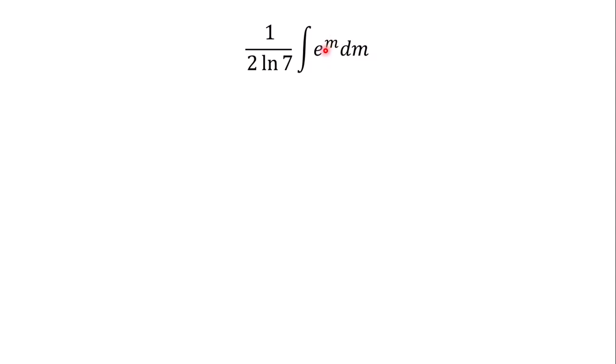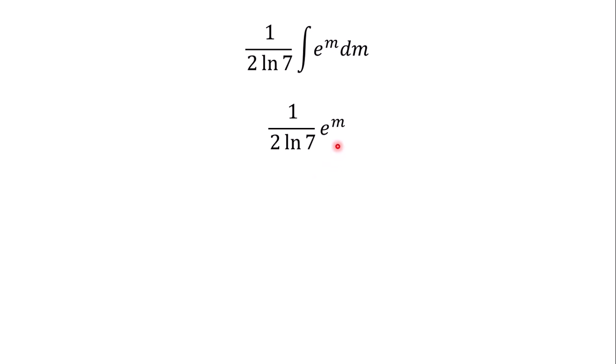So what is the answer to this one? E raised to the power m dm. That is going to give us the same thing as e raised to the power m. But mind you, the answer will be multiplied by this. So we are going to get 1 over 2 ln 7 multiplied by e raised to the power m.